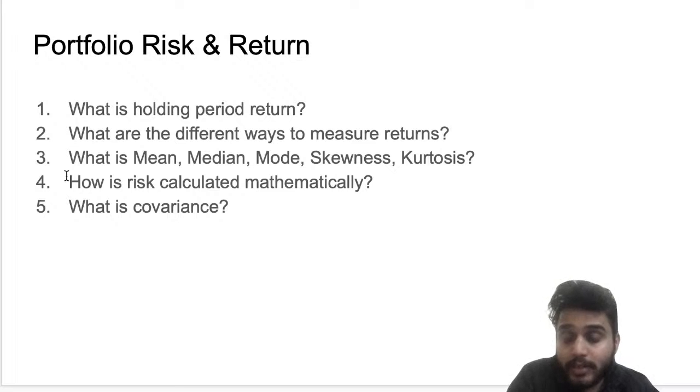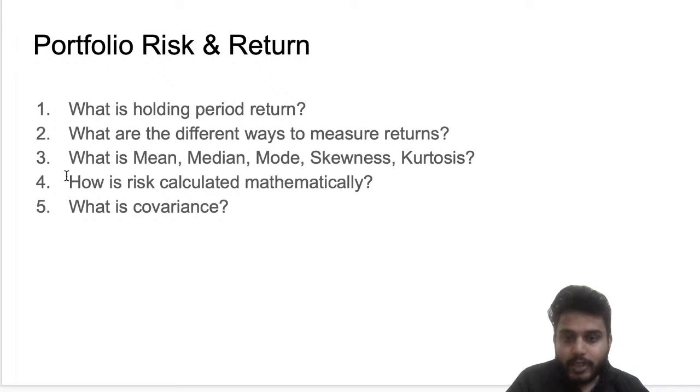So that's where the third question comes. What is the mean, median, mode, skewness, and kurtosis? So for example, mean is nothing but, let's say you have returns over 5 periods, and then you simply take the average of it, and there you have the mean return. Okay, so this is a simple average.